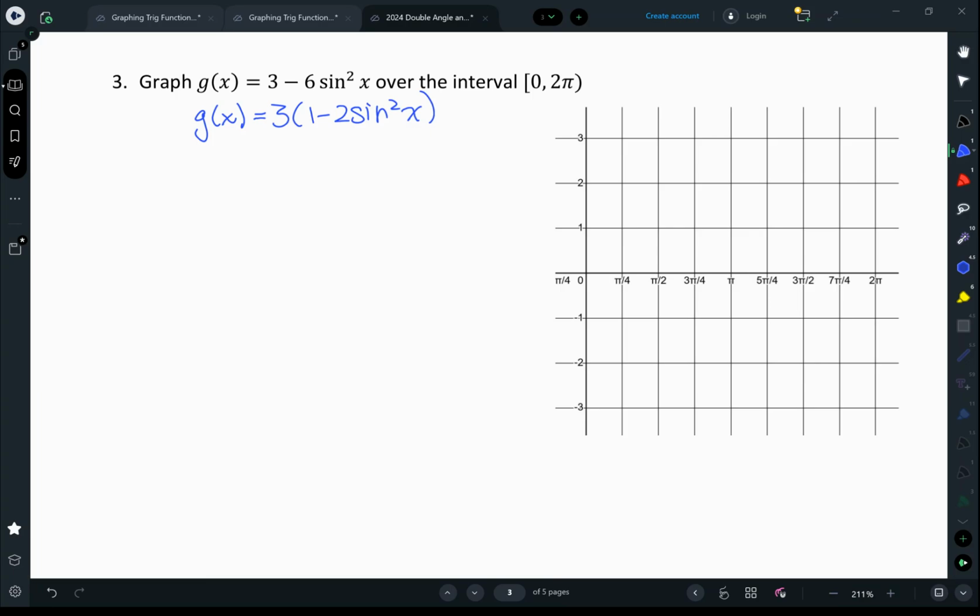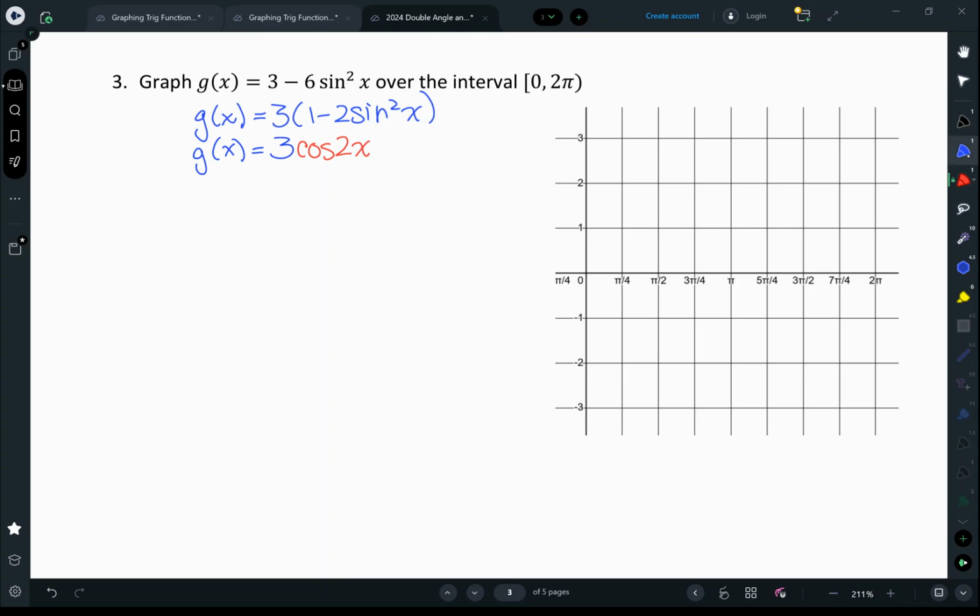Do you see this quantity, 1 minus 2 sine squared of x? It's the same as the cosine double angle formula. So it's 3 times the cosine of 2x. And now we can look at that, and we already know how to graph that. That is simply a cosine function with a vertical stretch of 3 and a period change of 2.